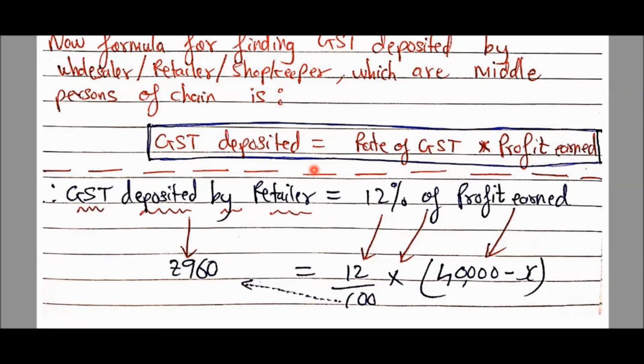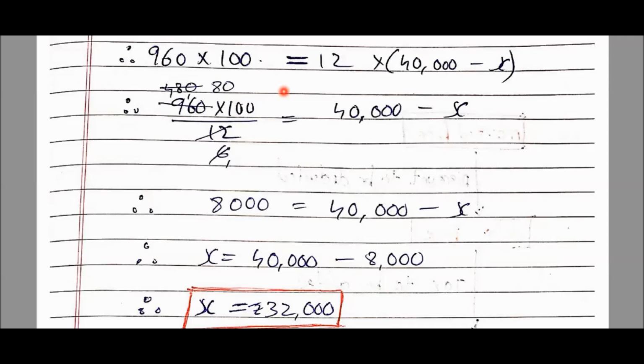See, I'm just applying the formula that GST deposited by retailer is nothing but rate of GST multiplied by profit earned by the retailer. So now GST deposited is given in the question as rupees 960. So I just substituted it. Then 12% I wrote as 12 upon 100. Profit earned by retailer is 40,000 minus X. 100 will be multiplied with 960. So this will be 960 multiplied by 100. Never multiply it and write. It will ease your calculation. Just write 960 multiplied by 100. Then the 12 comes down. So 960 multiplied by 100 upon 12. 40,000 minus X is here as it is.